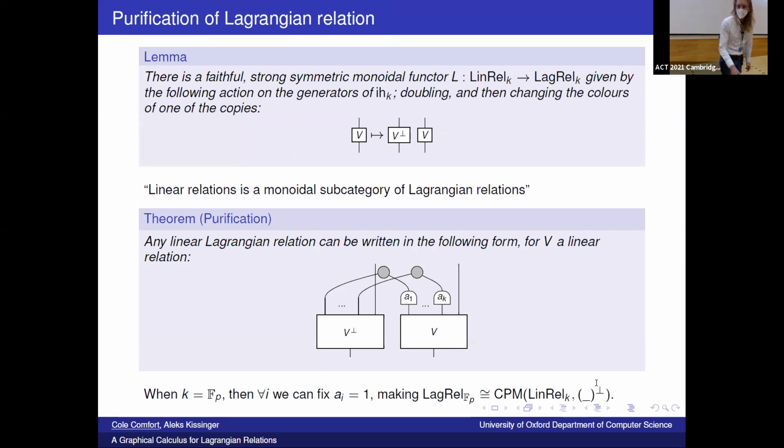So you double, and then you have to trace out over extra wires and possibly multiply by some elements of the field. This is a form into which every Lagrangian relation can be massaged. And actually, in the case when K is a prime field, then for those who are familiar, not only do things have this form, but all of these A's become the identity. So this is what's known as the CPM construction. That's to say that Lagrangian relations over a finite or prime field are CPM of linear relations over the same field.